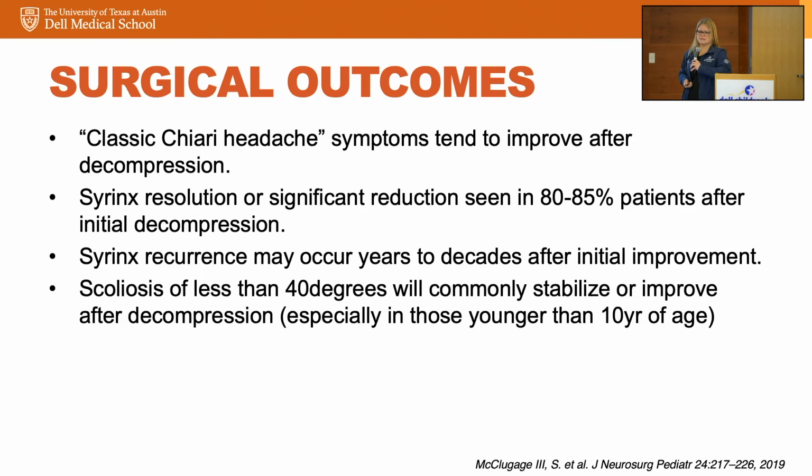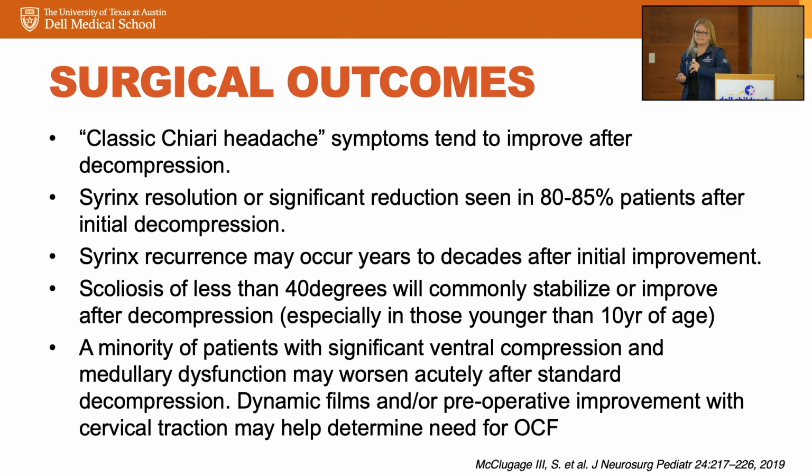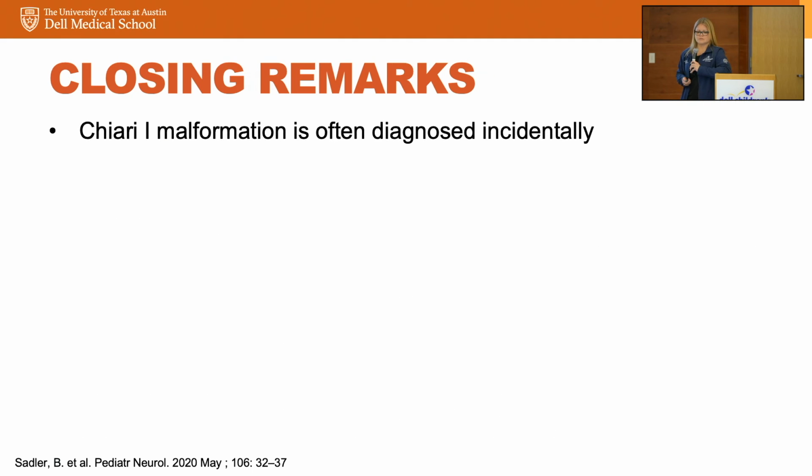So scoliosis, when it presents with syringomyelia in these patients, if it's less than 40 degrees, it will commonly stabilize or improve, particularly in patients that have not reached their bone maturity or are less than 10 years of age. And like I said, a minority of patients with significant ventral compression and showing up with medullary dysfunction that also have potential atlantoaxial instability, dynamic films will be helpful. Sometimes even doing preoperative assessments with cervical traction, if they have improvement, then that may determine the need for an occipital cervical fusion. So some closing remarks.